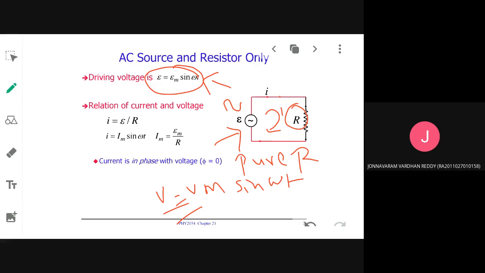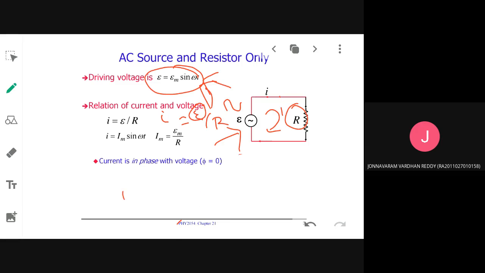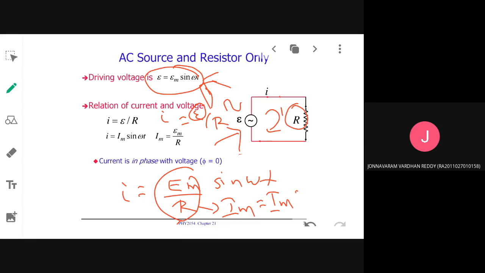Now I want to derive the formula for I based upon Ohm's law. I is equal to voltage divided by R. You know what E is, so you can substitute in this equation. So I will be equivalent to Em sin omega t divided by R. Now this factor I am considering to be Im. So the formula will become Im sin omega t. That is how this formula comes for I.